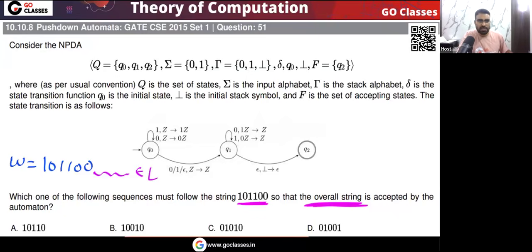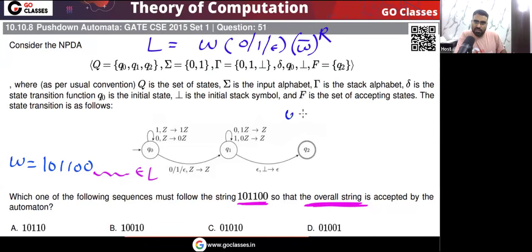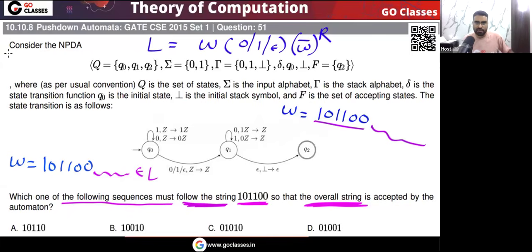Now you can solve this question easily once you have found the language. So tell me, your language is clear, right? Your language is basically W, then in between either 0 or 1 or epsilon, and then W complement reverse. Here you can notice the options are given to you. The question is saying that in this W, the initial part is already given to you, that is 1, 0, 1, 1, double 0. Now the question is saying which of the following sequence must follow this string? Means after this string, what should I add?